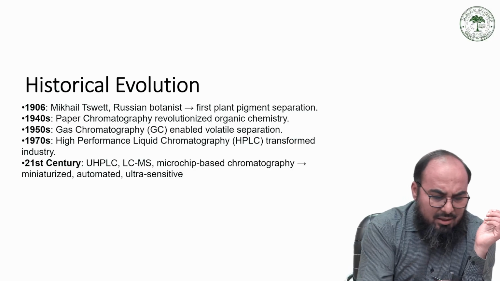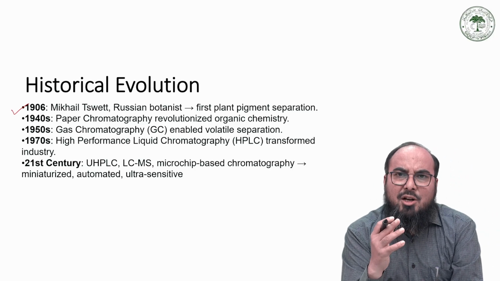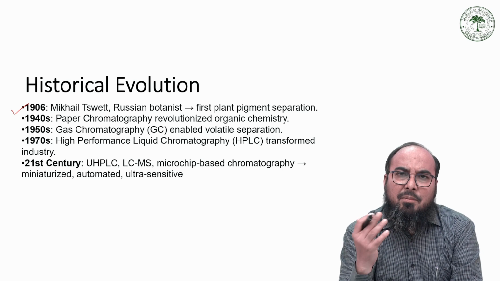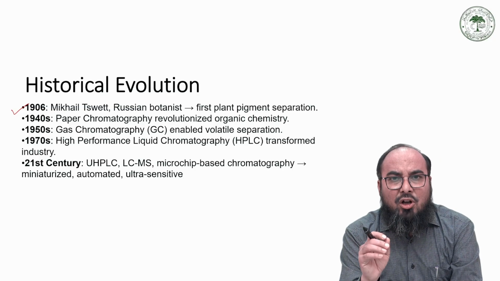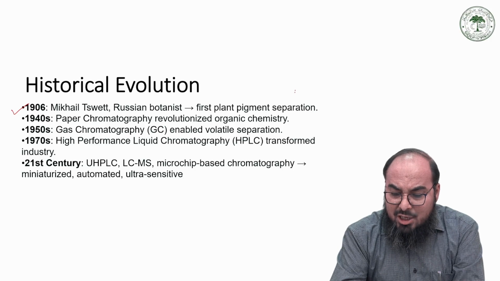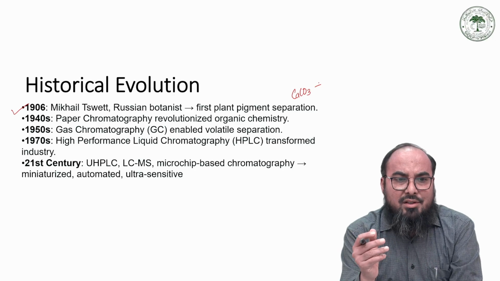Let us look into the historical evolution, how this technique evolved and what different stages there are. In 1906, it was the genius of Mikhail Tswett, the Russian botanist, who invented this technique to separate different plant pigments like chlorophyll and xanthophylls on a glass column filled with calcium carbonate. So he used calcium carbonate to separate chlorophyll and xanthophylls.